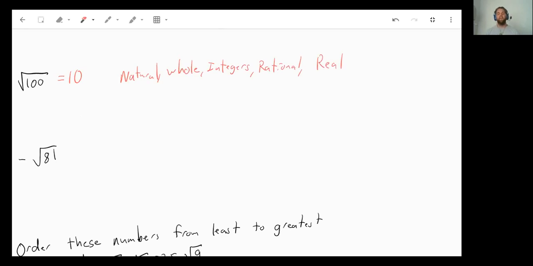So that's all the different classifications that 10 could have. The last one here, negative square root of 81, comes out to an answer of -9. And that isn't natural because it's a negative number. It isn't a whole number because it's a negative number. So this is going to be an integer, a rational number, and a real number. And I'm just going to abbreviate those because you know what they stand for.